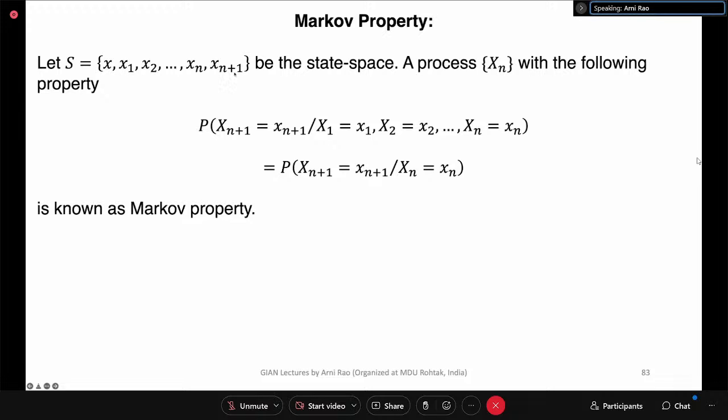A process xn with the following property is known to have the Markov property. Let us see what the property is: the event that Xn+1 equals x_{n+1}, given that X1 is x1, X2 is x2, ..., Xn is xn.